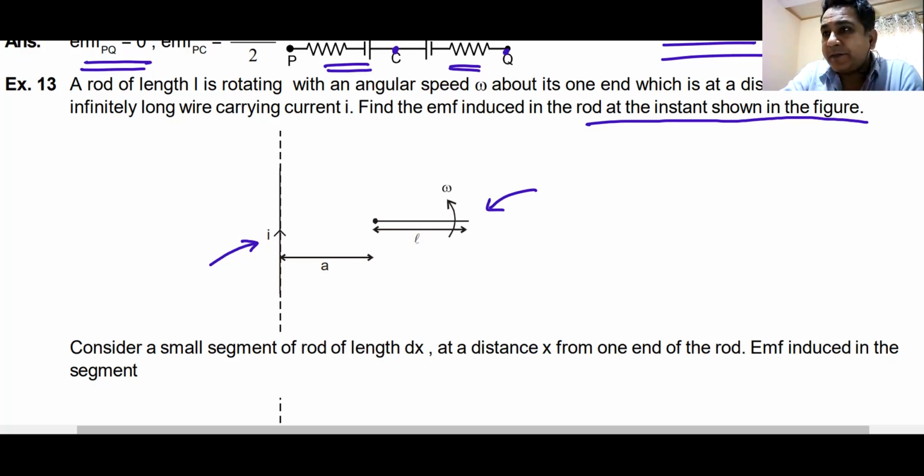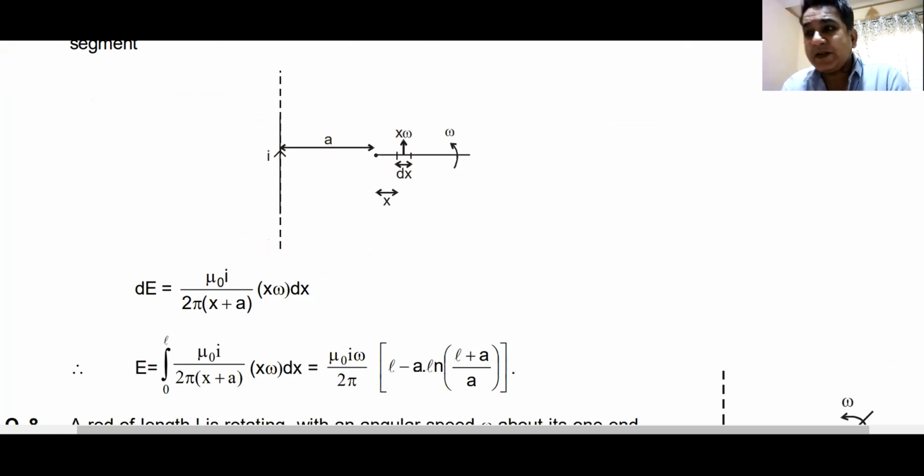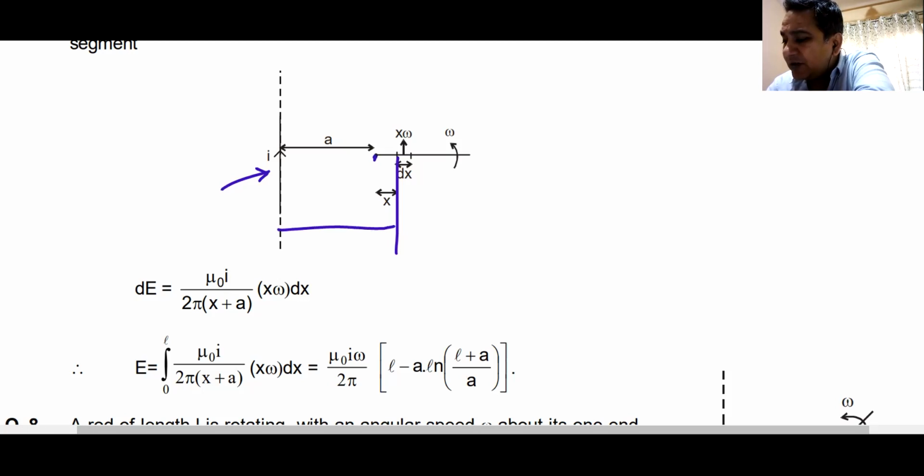So now you have an infinite long wire, and the magnetic field due to this wire. To take an element at a distance x, they have taken it from here. You can take it from here. Doesn't matter how you take it. And you take a small element of length dx.